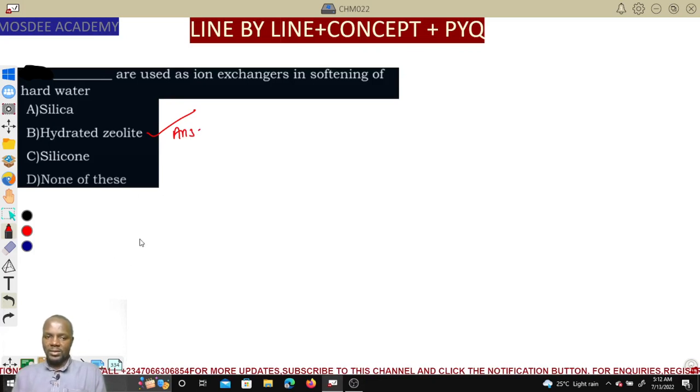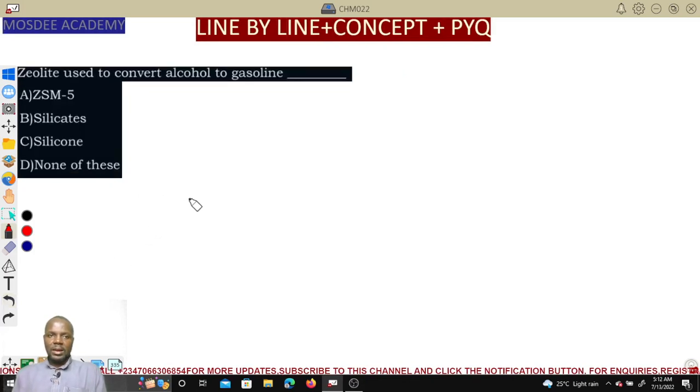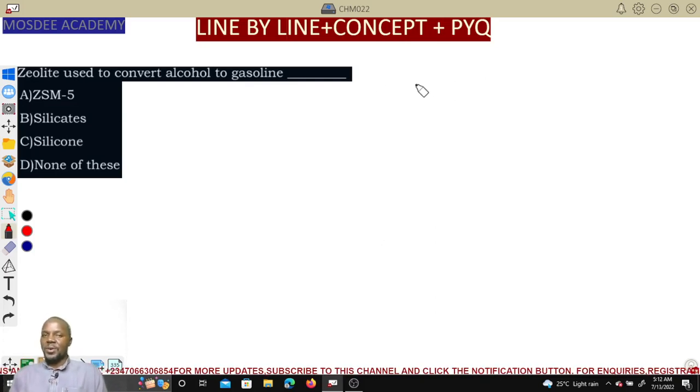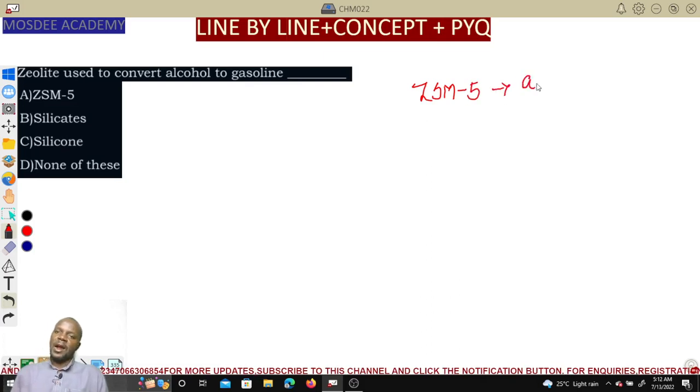The next one, the last question for today: zeolite used to convert alcohol to gasoline. There is a special form of zeolite, ZSM-5, which is common. You can note it: it converts alcohol directly to gasoline.